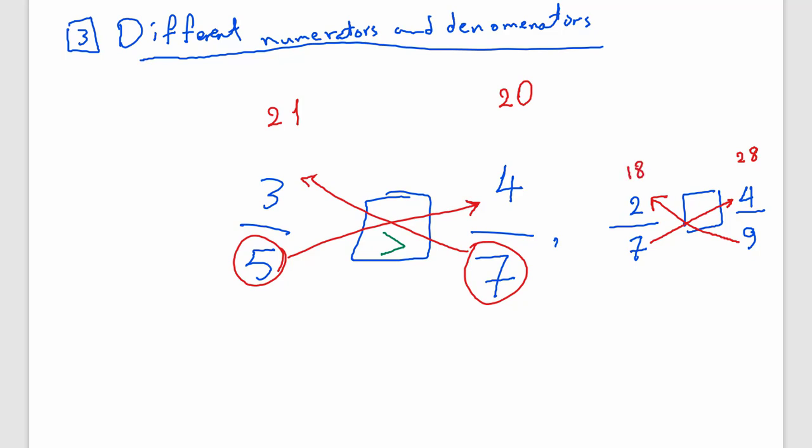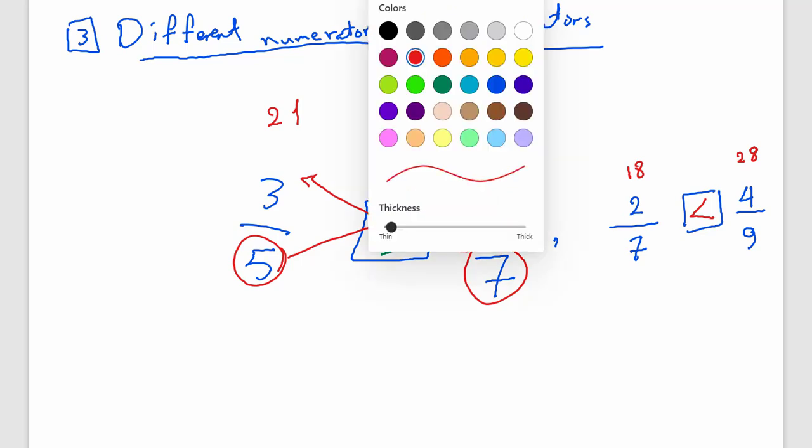And now which one is greater? 18. Oh, 18 is more than 28. Wait, oh yes, there's 28. 28 is the greater. So 4/9 is the bigger. This one, 4/9, is bigger than 2/7. Okay, thank you, my hero. And again, my heroes, know now.